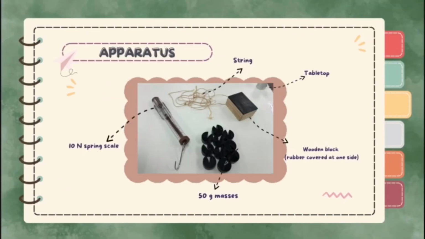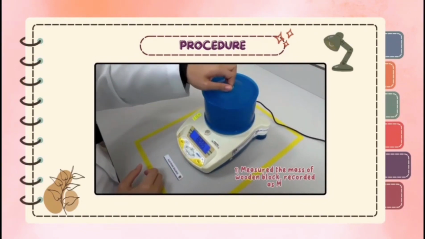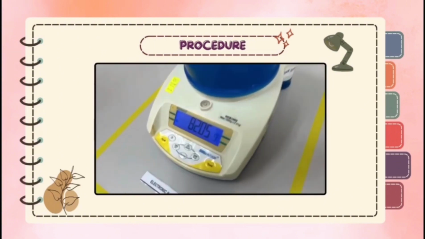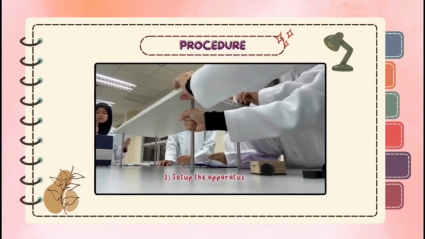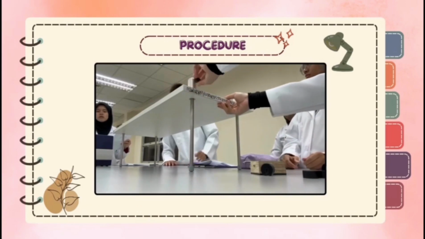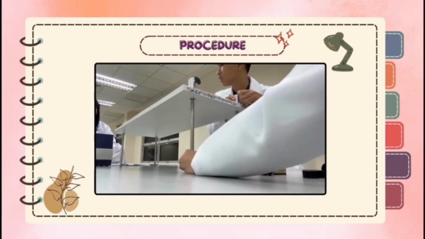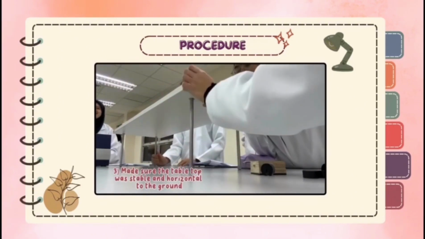Here are the apparatus that we used for this experiment. We have string, tabletop, wooden block, 10 of 50 gram masses each, and a 10 Newton spring scale. First step, you have to measure the mass of the wooden block and record it. Then, set up the apparatus. You have to make sure the tabletop is stable and horizontal to the ground.